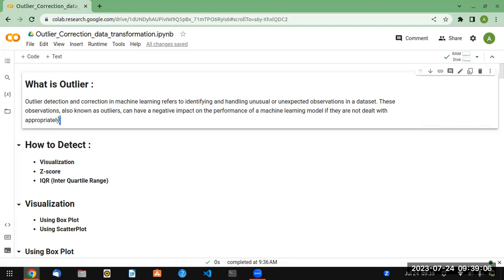Okay. Outlier detection and correction in machine learning refers to identifying and handling unusual or unexpected observations in a data set. These observations, also known as outliers, can have a negative impact on the performance of a machine learning model if they are not dealt with appropriately. Okay. Any question to understand outliers?